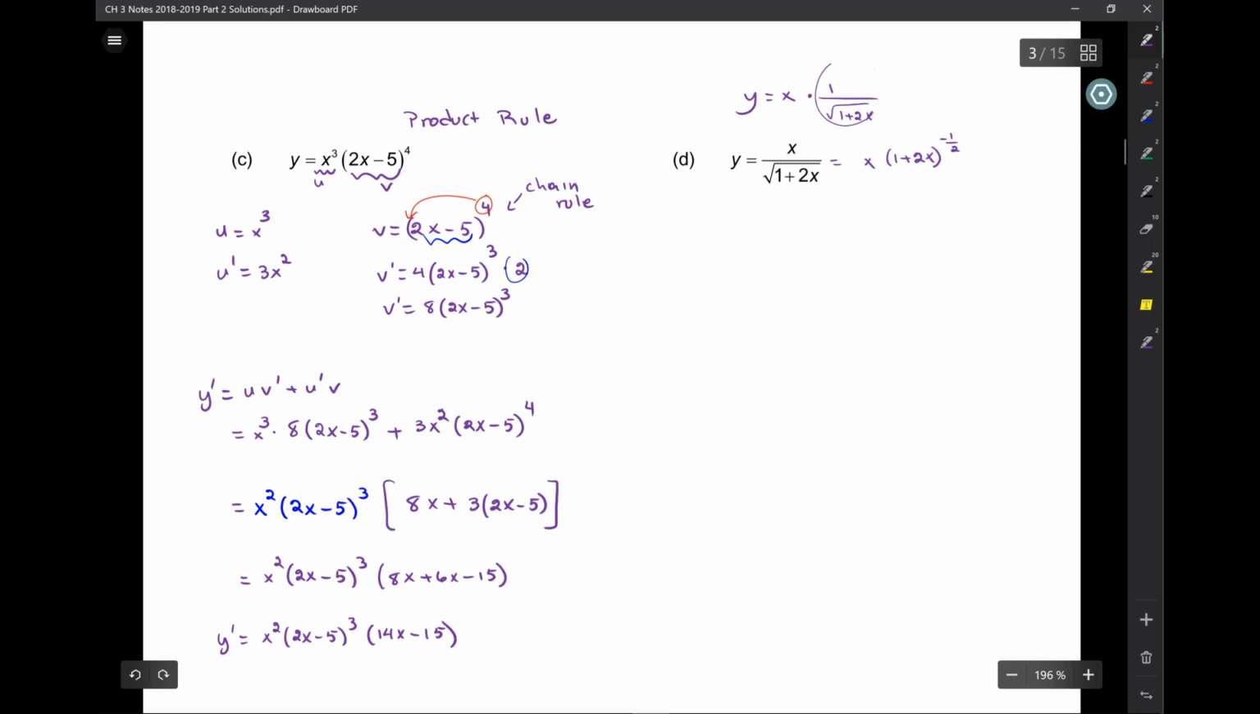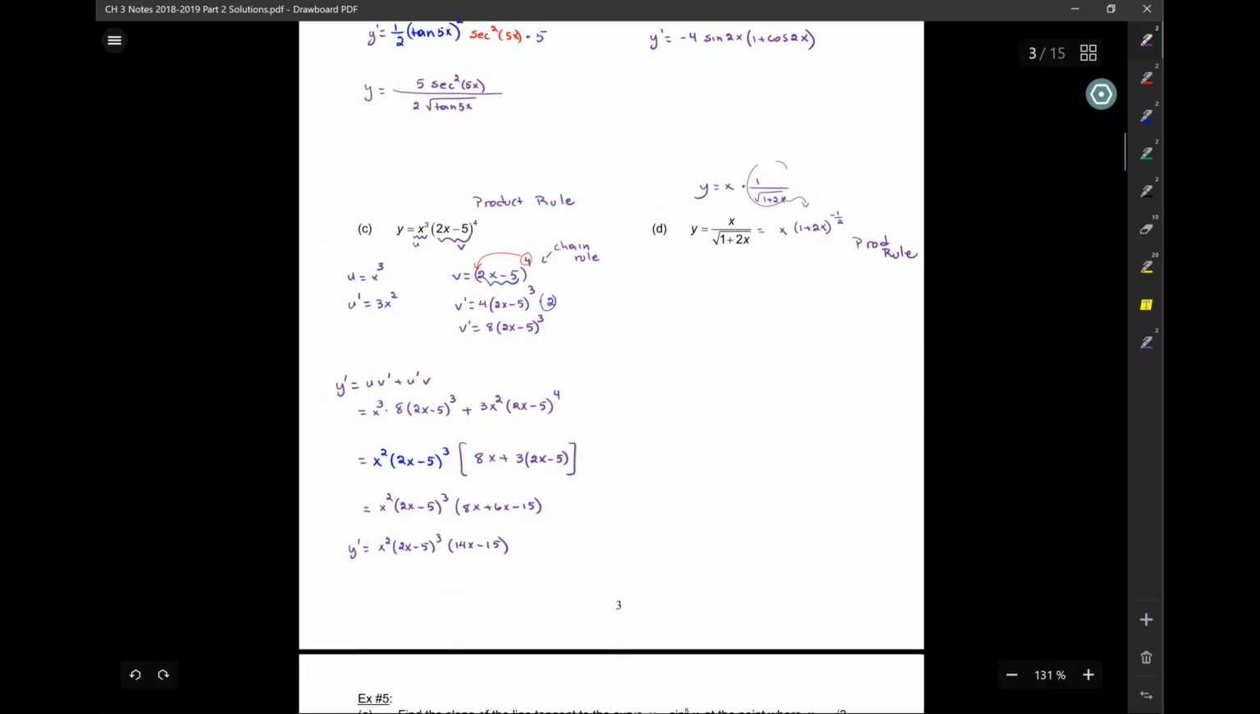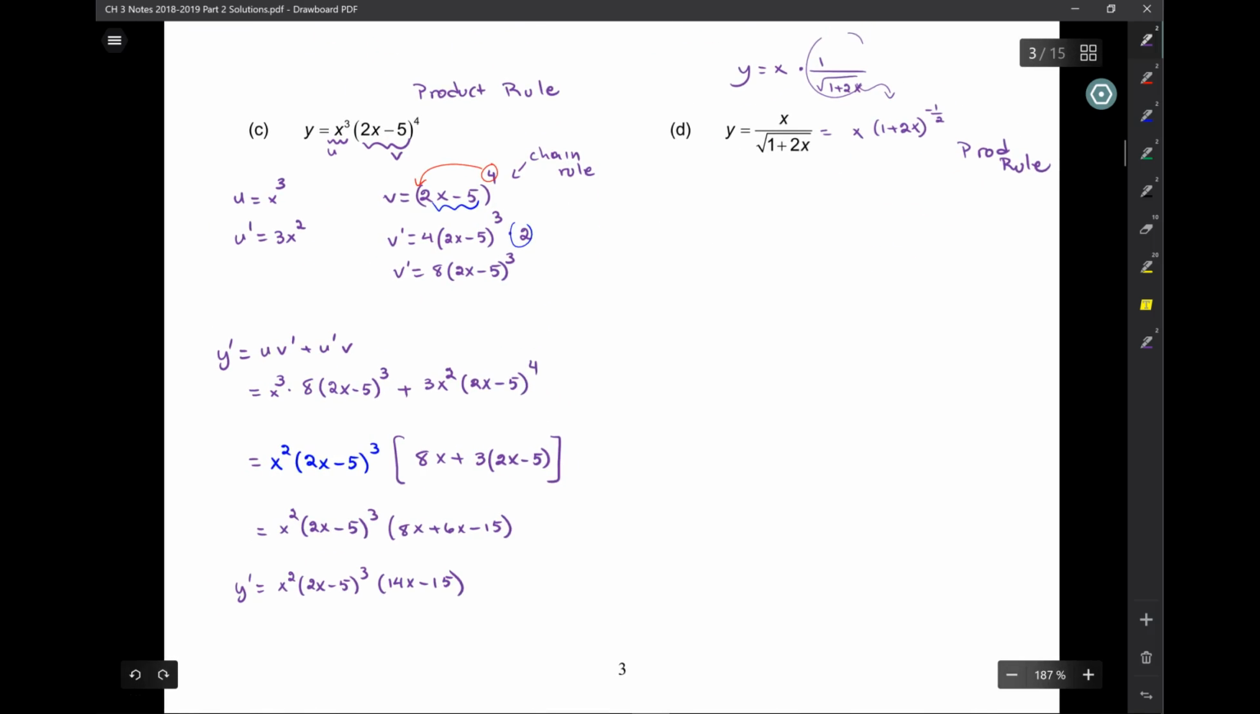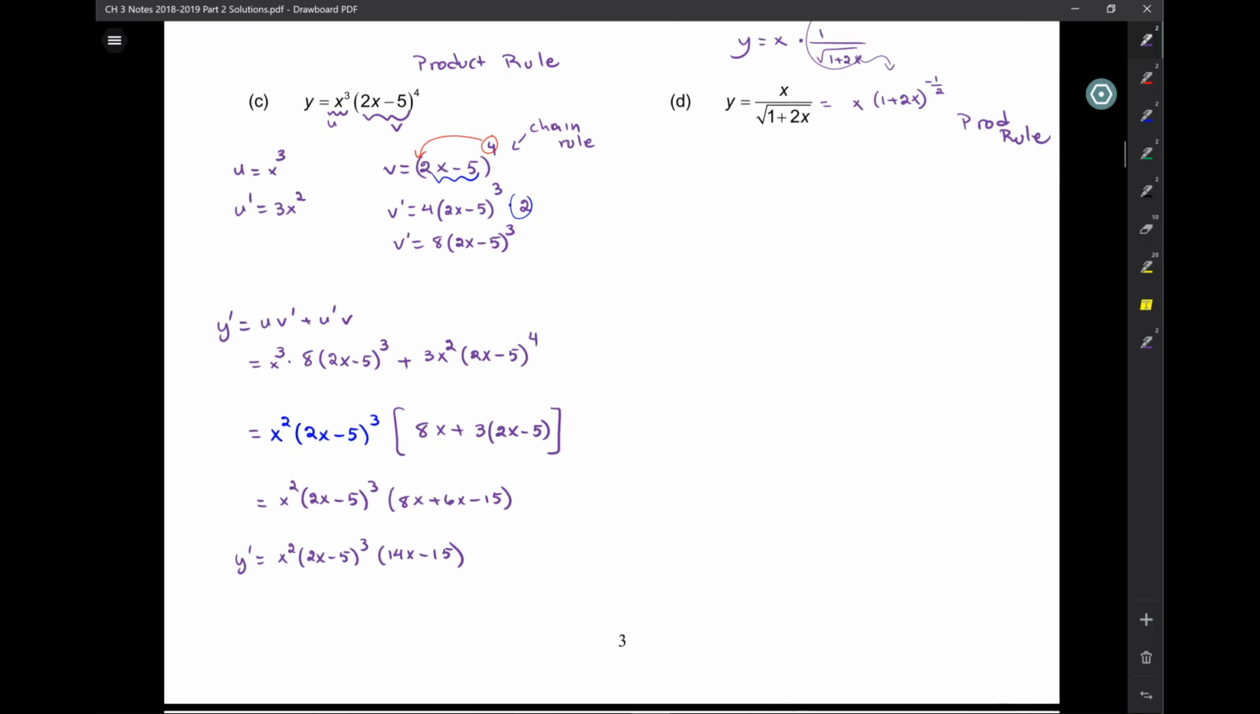But what if I were to write this like that? Now I can do product rule. Yes, you can do quotient rule. Yes, you get the same answer. Messier though. This is much better. So now I have a u and I have a v. So let's do that. So u is equal to x.